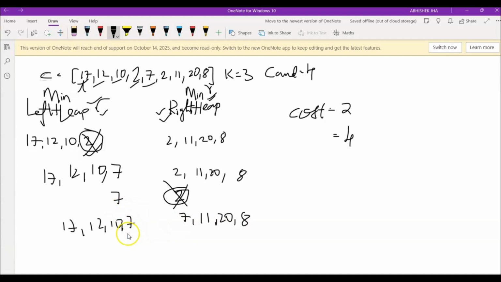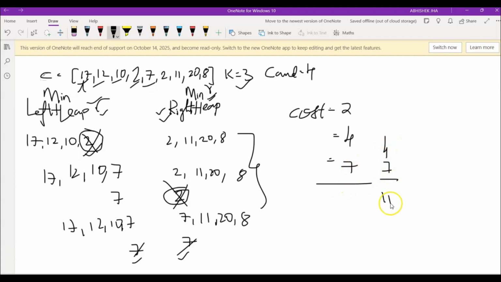In the third round, again we'll find the smallest value out of these two heaps. Here the smallest value is 7 in the left heap and 7 in the right heap as well. Since the values are the same and the index values are also the same, we'll consider this particular worker to get hired. So we'll remove these values from both the heaps, and the cost here would be 7. We have performed 3 different sessions to hire 3 workers, and so after hiring 3 workers, our total cost here would be 4 plus 7, that is 11.